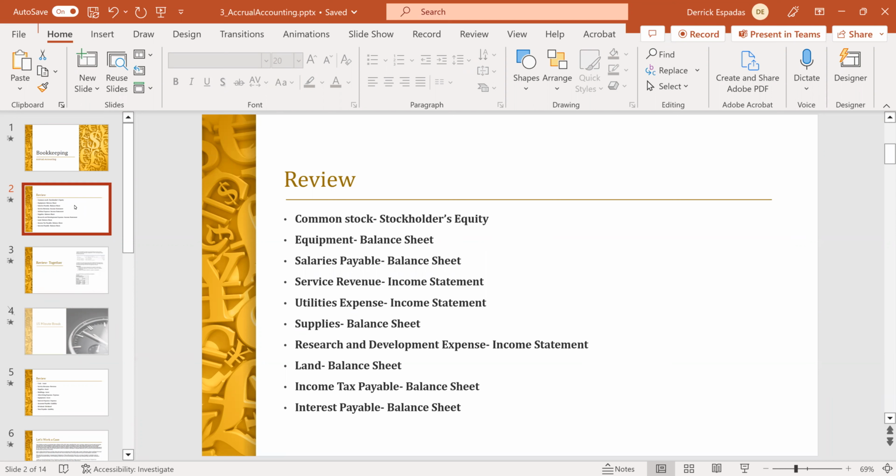Supplies, balance sheet, because it's something we own, we hold. Research and development expense, income statement. Land, thing we own, we hold, balance sheet. Income tax payable, we still owe it, so it's a liability, goes on our balance sheet. And interest payable, we owe it, balance sheet.